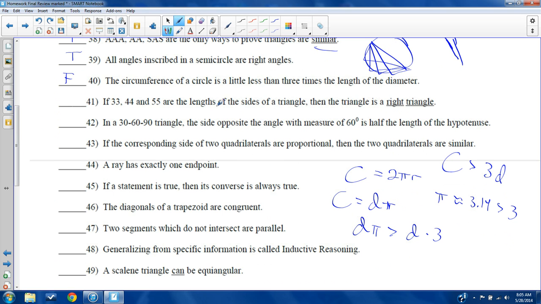If 33, 44, and 55 are the lengths of the sides of the triangle, then the triangle's a right triangle. This is true. Now you can do Pythagorean Theorem and find it out, but I know that 3, 4, 5 is a special triangle. If 3, 4, 5 is, then so is 6, 8, 10, because that's 3, 4, 5 times 2, etc. This is 3, 4, 5 times 11. 3 times 11, 4 times 11, 5 times 11. That still works as a special right triangle for a 3, 4, 5 relationship.